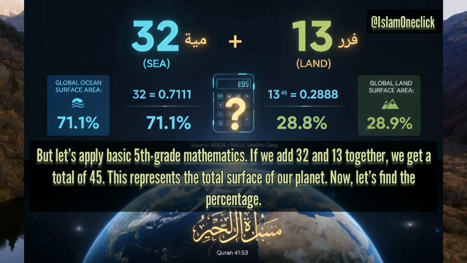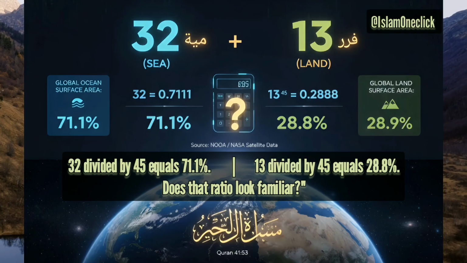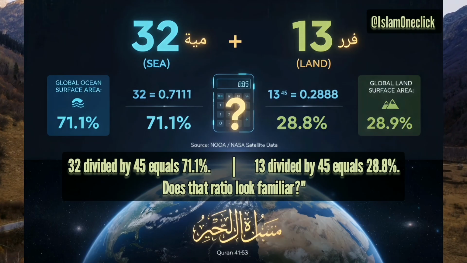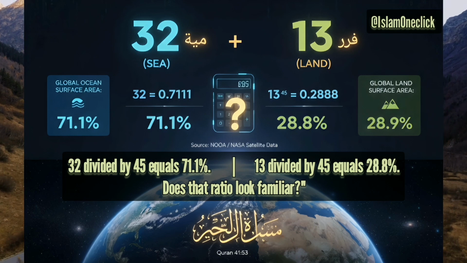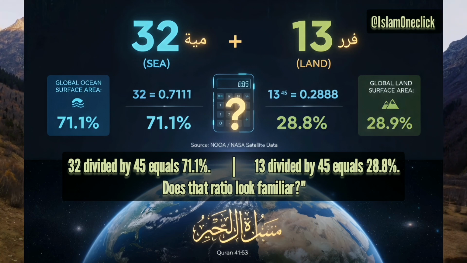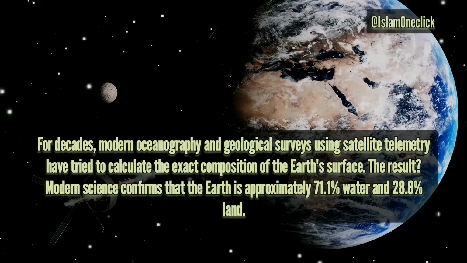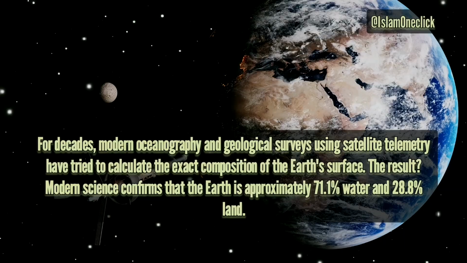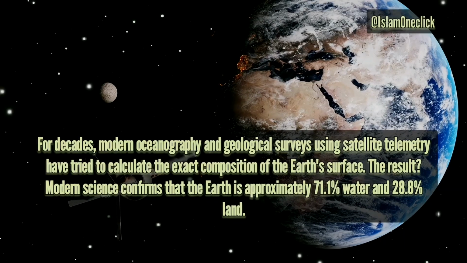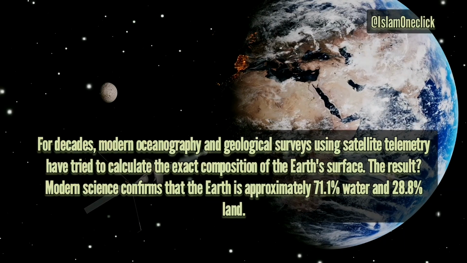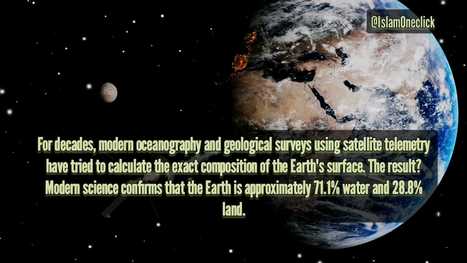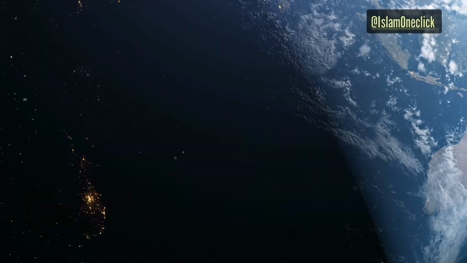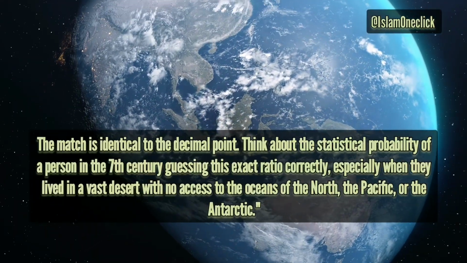Now, let's find the percentage. 32 divided by 45 equals 71.1%. 13 divided by 45 equals 28.8%. Does that ratio look familiar? For decades, modern oceanography and geological surveys using satellite telemetry have tried to calculate the exact composition of the Earth's surface. The result? Modern science confirms that the Earth is approximately 71.1% water and 28.8% land. The match is identical to the decimal point.